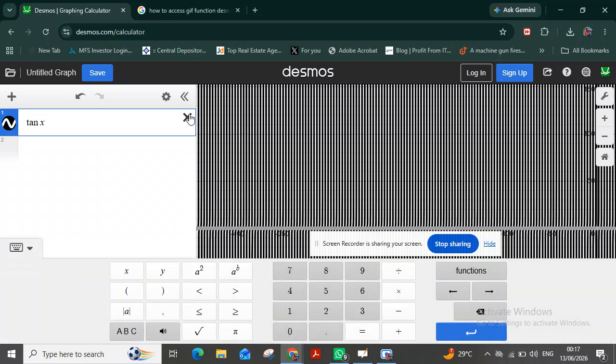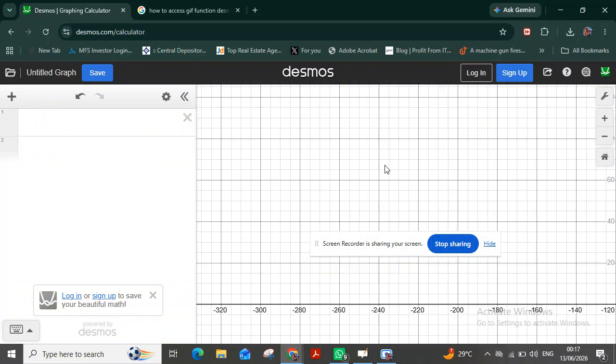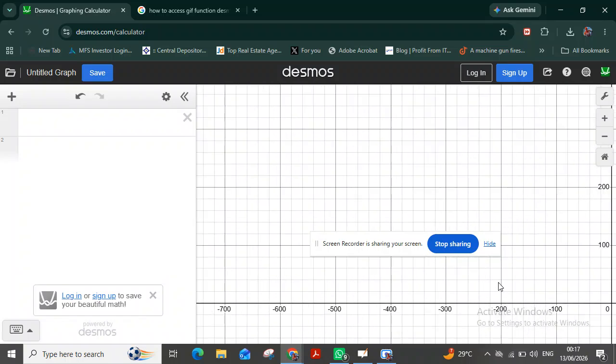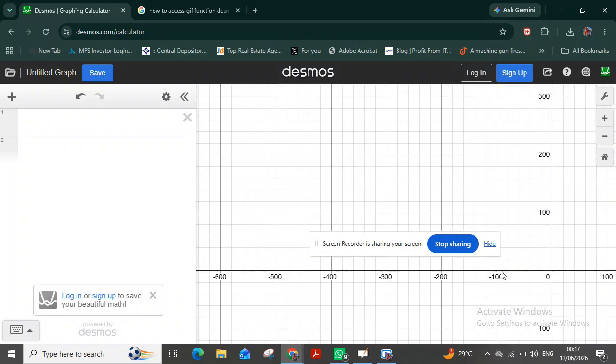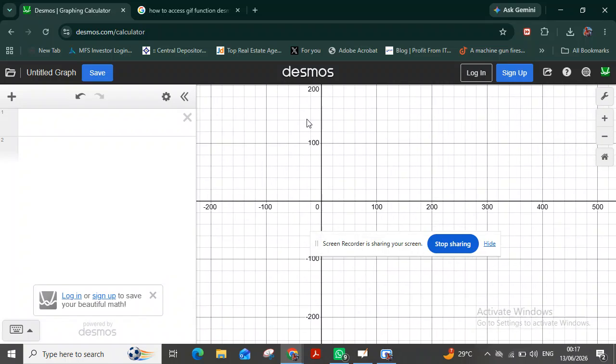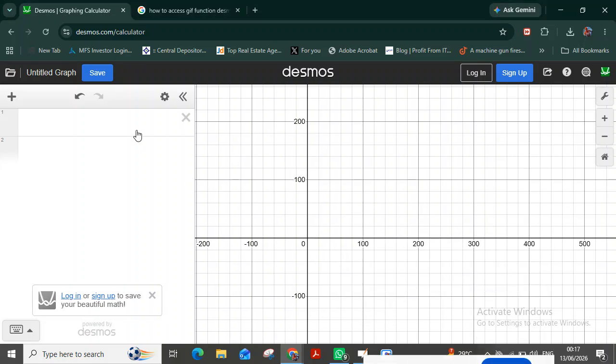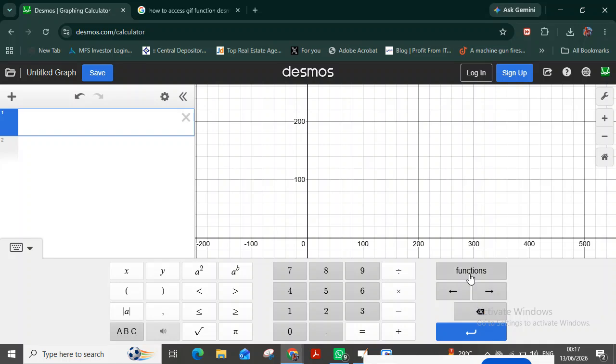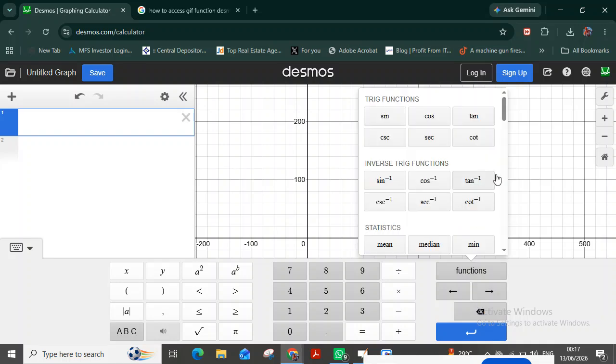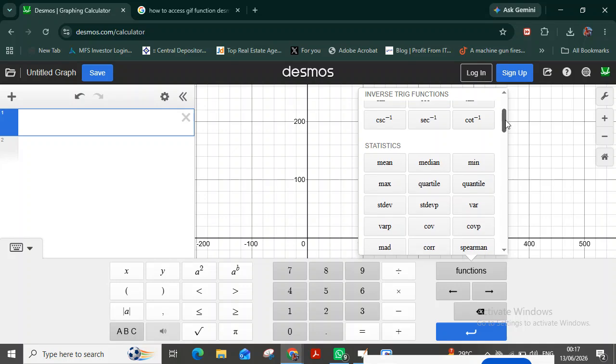Now let's clear this because the screen is full of tans, and you don't want so many tans on the screen. Let us discover some more graphs. Cot x is similar to tan, so I'm not wasting my time showing you cot x.